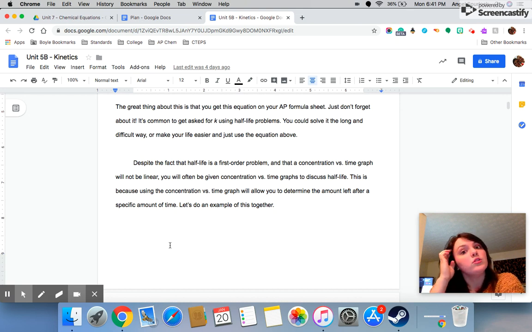Don't forget about your units because it is first order. Your K value will always be 1 over time, or time to the negative 1.